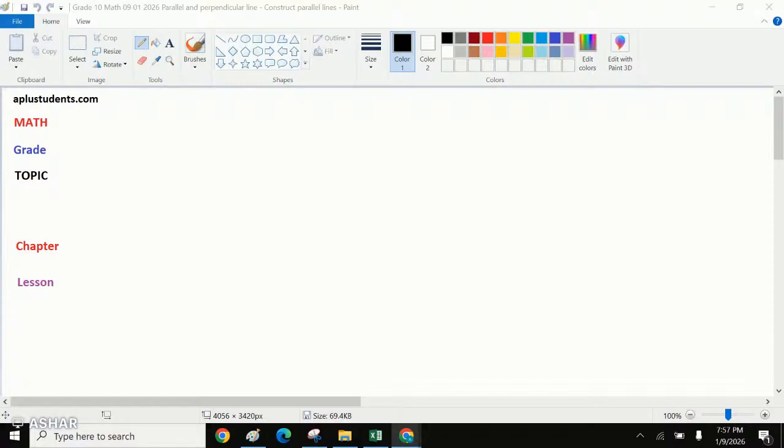Class, you need to log in to the website a+students.com. Okay, you go to the website, you log in. The first thing is a+students.com. Then you need to select your subject, that is math, and this is the lesson for grade 10s.